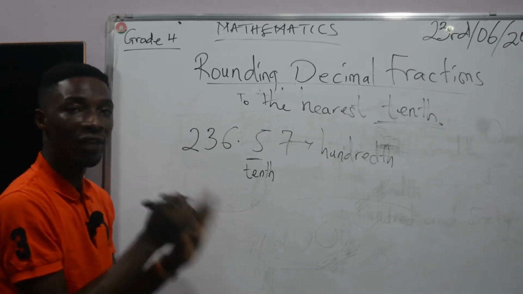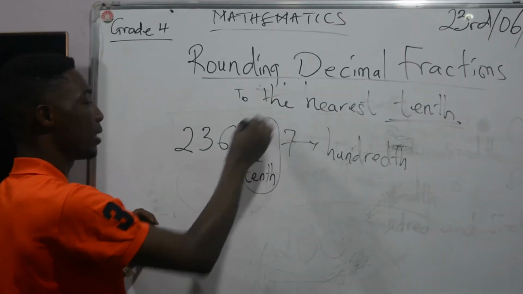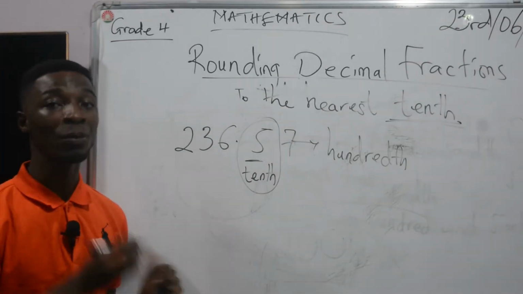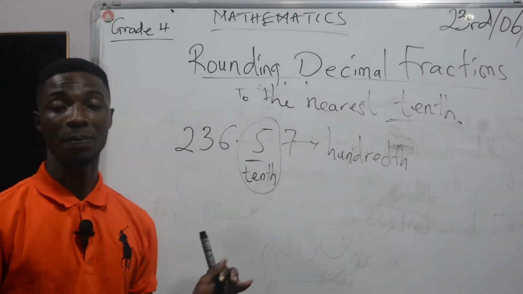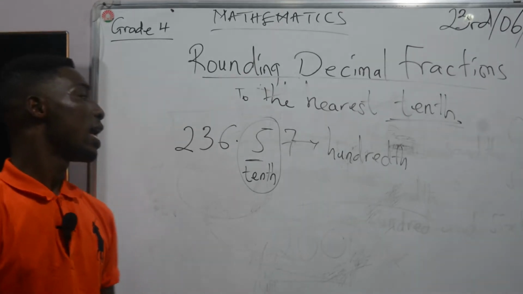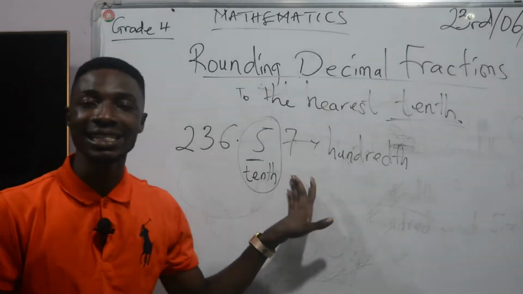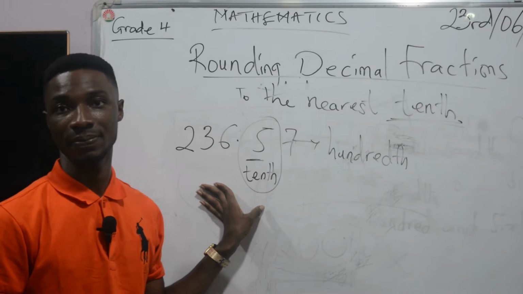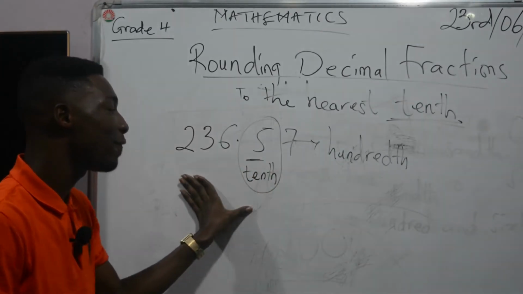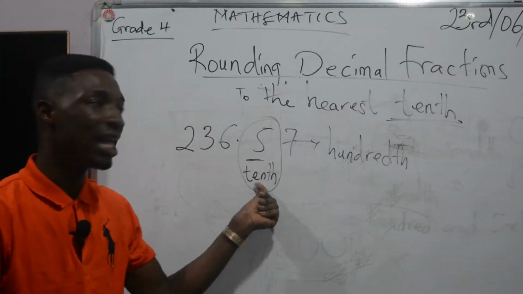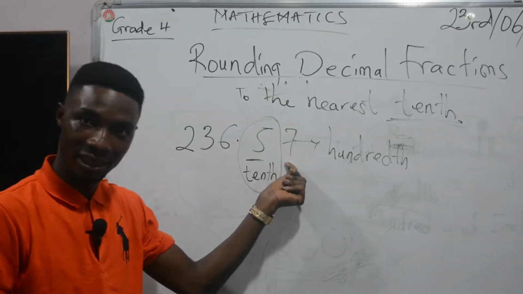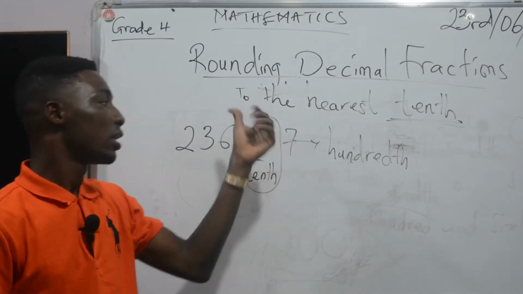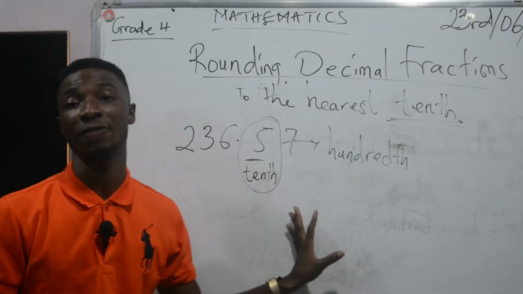So the number of interest is the 5, the 5 after the decimal point. We are going to apply the same rules as we did for the previous one. We look at the number just after the number of interest. The number just after the 5 occupying the tenth position is 7, right? And 7 is more than 4.